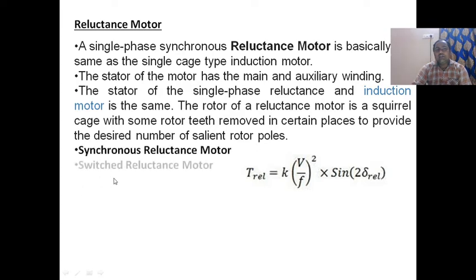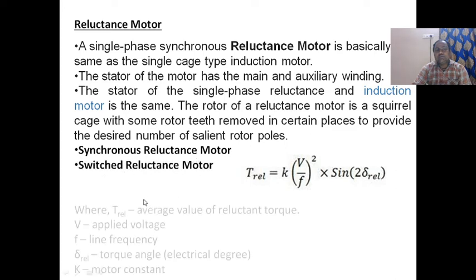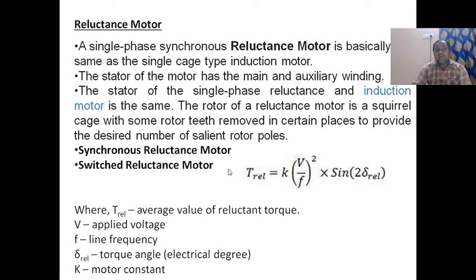There are two types: synchronous reluctance motor and switched reluctance motor. The torque produced by the reluctance motor is T = K (V/F)² sin 2δ, where T is the average value of reluctance torque, V is the applied voltage, F is the line frequency, δ is the torque angle, and K is a motor constant. The torque developed in reluctance motors is much more compared to normal induction motors.